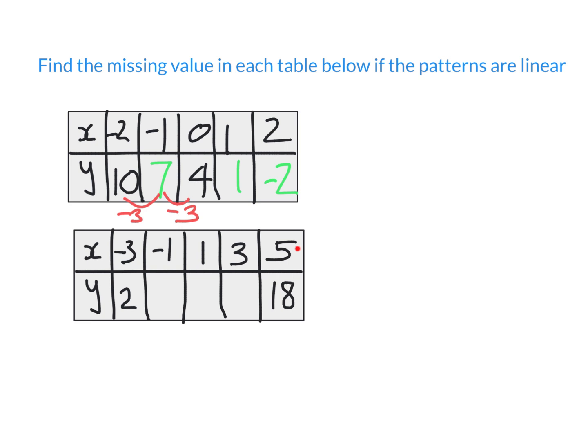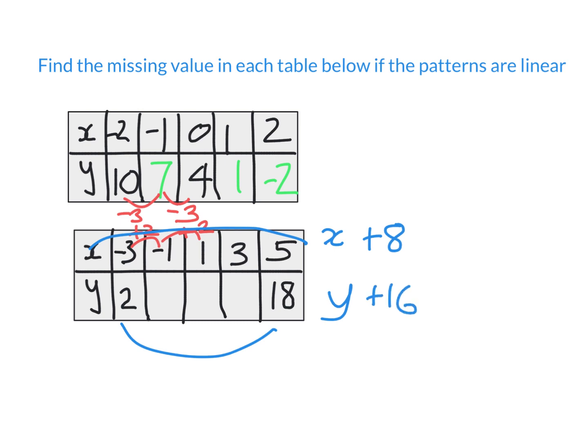All right, let's look at what's happening here. This is a tough one. x is actually going up by 2 each time. So how does that affect it? Well, notice what's happened here. x has gone up from negative 3 to positive 5. x has increased by 8. y here has increased by 16. So when x increases by 8, y increases by 16.